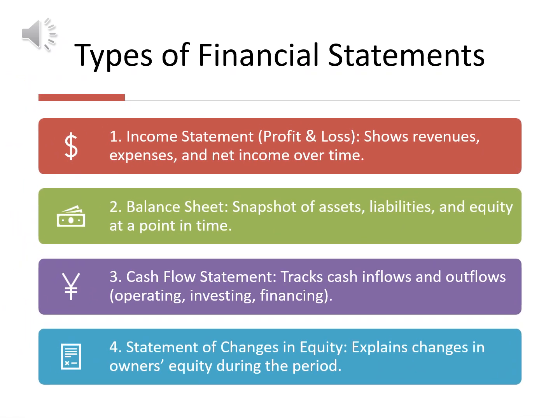Businesses rely on four main financial statements, each with a unique role. The income statement shows revenues, expenses, and net income, revealing profit or loss over time. The balance sheet provides a snapshot of assets, liabilities, and equity at a specific date. The cash flow statement tracks cash inflows and outflows from operating, investing, and financing activities. The statement of changes in equity explains movements in owner's equity during the period. Together, they offer a clear picture of a company's financial health and help stakeholders make informed decisions.